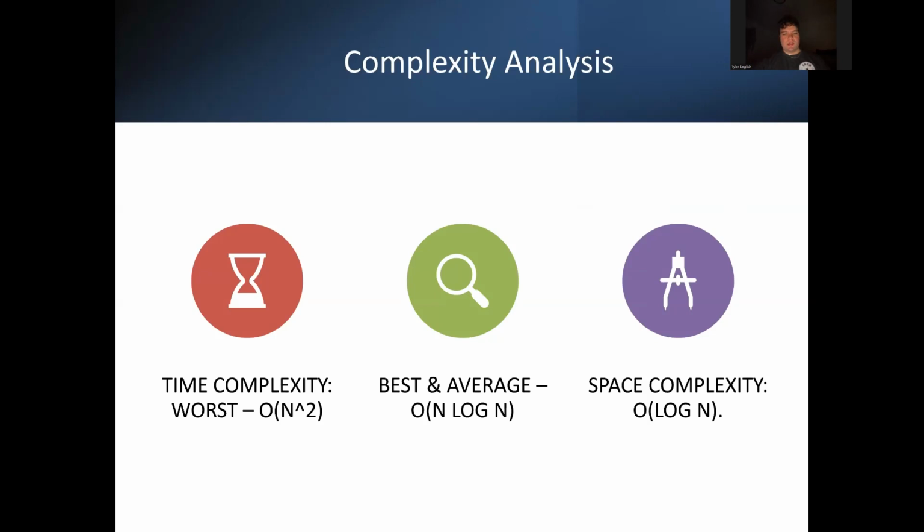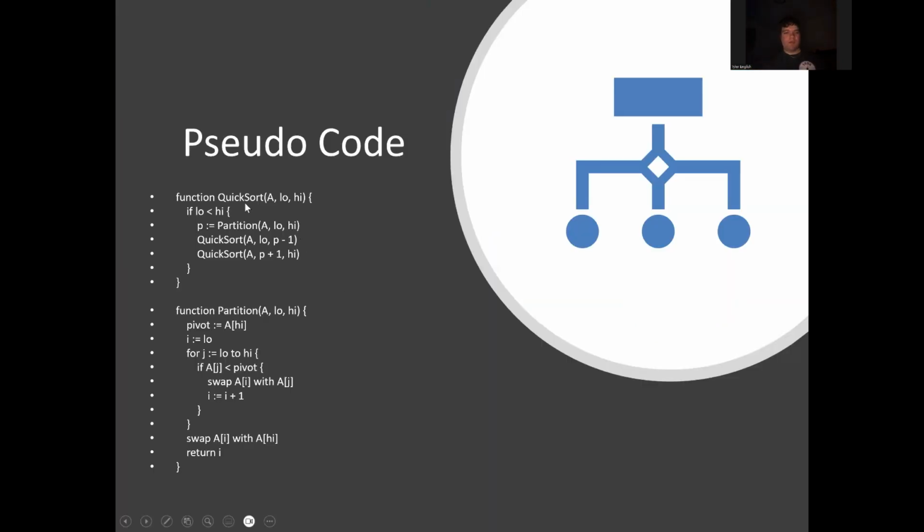Best and average should be n log of n. So of course we have to look through all the values, hence the n, but then we really don't have to hit this. So let's say this whole data set's sorted already. We just look at for j equal to low to high, then we just go through this without hitting this if statement.